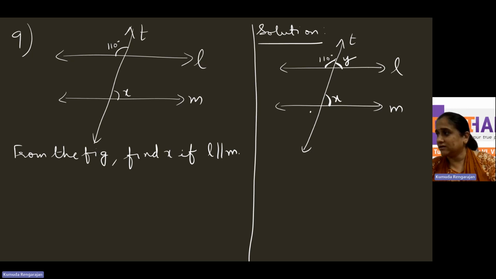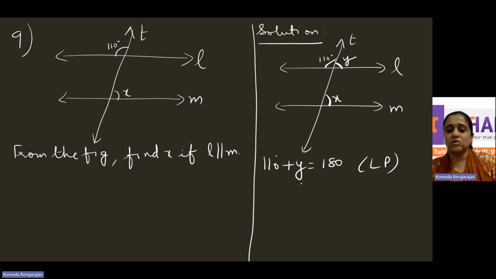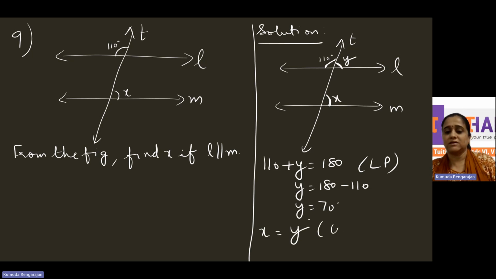If I find y using 110, y and x are related, no? What kind of angles are they? Corresponding angles. So if I find y, x also I can find. So I should start like this. 110 plus y is equal to 180, linear pair. So y is equal to 70. Now x is equal to y. X is equal to 70.